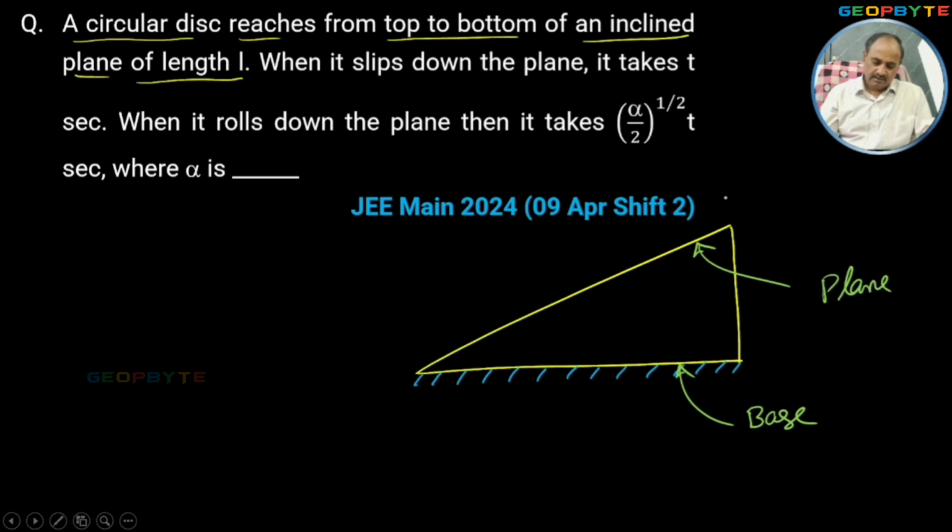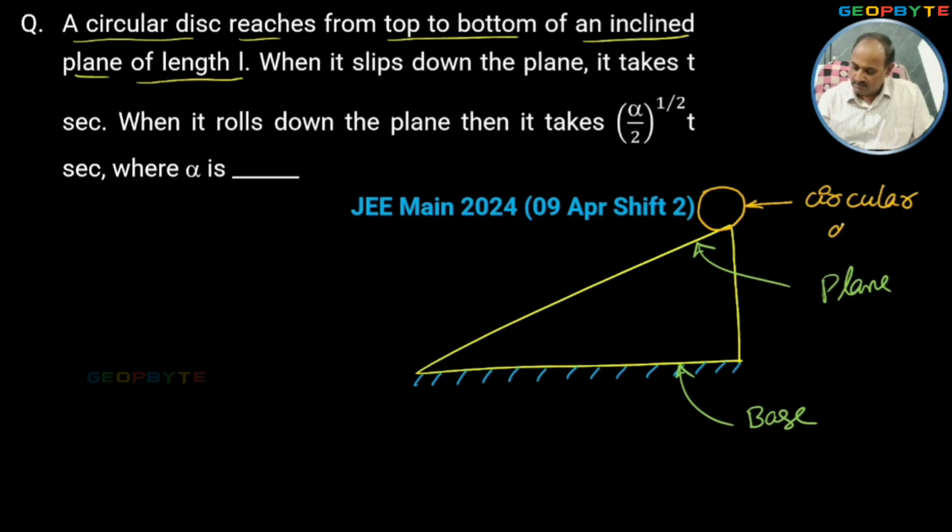It is given that a circular disc. Let us mark the circular disc at the top position of the plane. This is the circular disc. Assume the radius of the circular disc is r, and it is given that the length of the inclined plane is L. Small l be the length of the inclined plane.